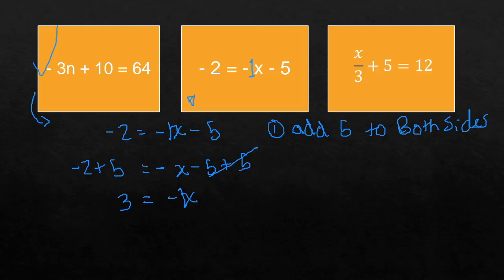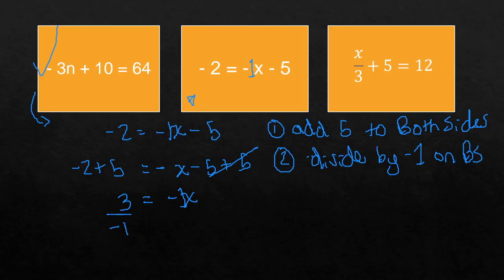So that goes back to the previous PowerPoint where we talked about negatives. So we are going to undo that by dividing by negative 1 on both sides. So we're going to divide this side by negative 1 and this side by negative 1. That goes away. And 3 divided by negative 1 is negative 3 is equal to x. So our final answer is negative 3 is equal to x.